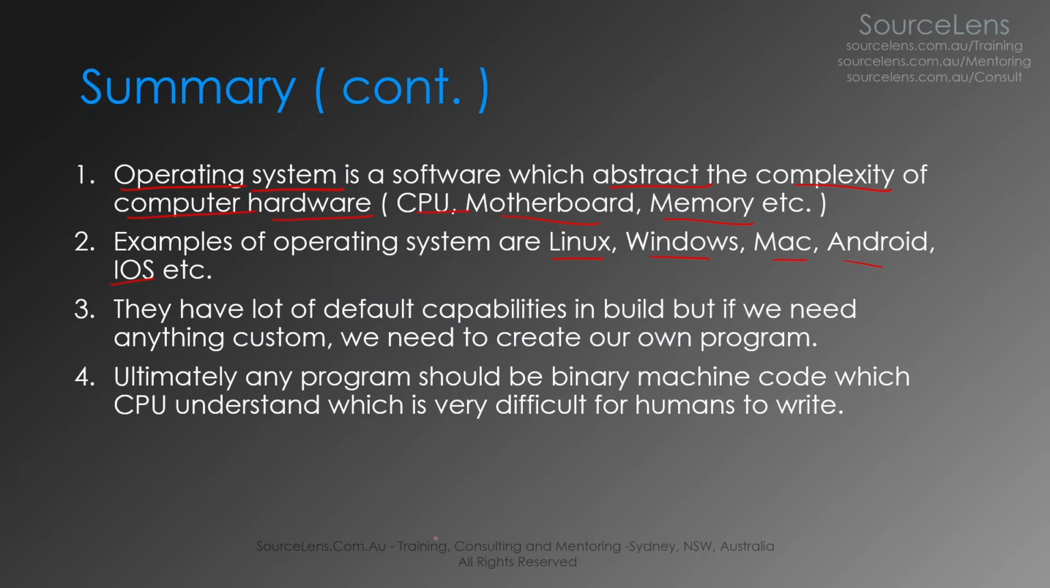The fourth point we have discussed already. Ultimately, any program should be binary machine code. That is the only thing the CPU understands, which is very difficult for humans to write. So machine code is the ones and zeros. That is the only thing the CPU understands. In fact, almost all the devices we discussed also only understand binary machine code. But we don't understand it. We understand English. We understand normal numbers, the decimal numbers. We don't understand binary numbers. That is where the programming language comes in. A programming language makes this one particular task easy.